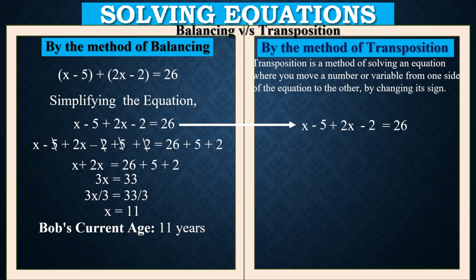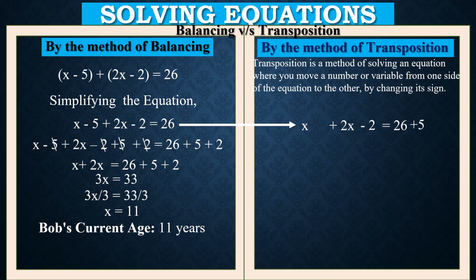x minus 5 plus 2x minus 2 equal to 26. Now here we have to remove minus 5 and minus 2. In balancing of equations we did plus 5 plus 2. We have to take minus 5 from left hand side to right hand side. So when there is a change of side, please remember there is a change of sign. So minus 5 will become plus 5.